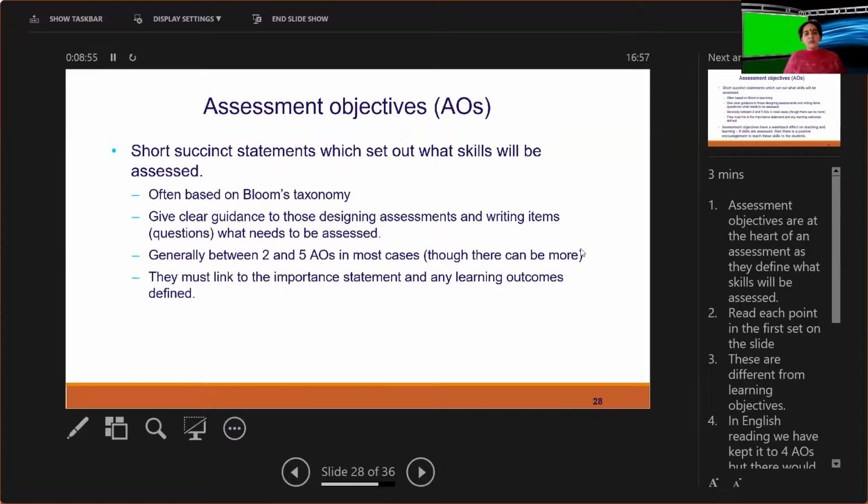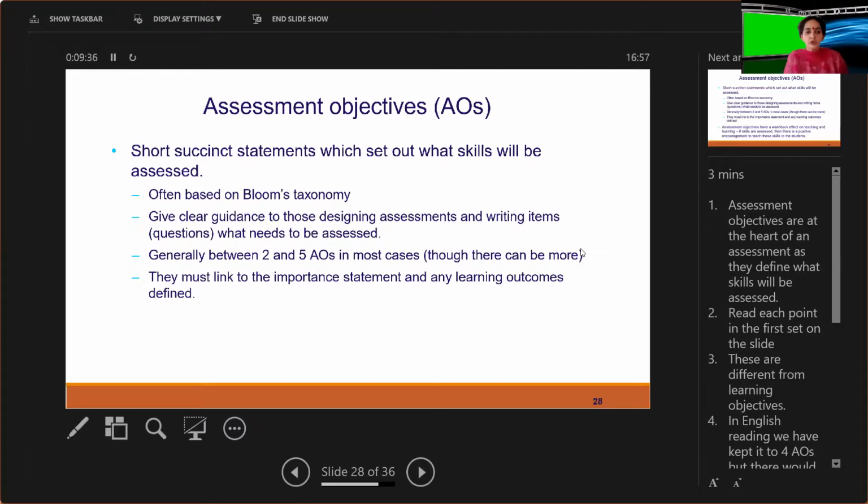Now we come to assessment objectives, or AOs. They are short, succinct statements which set out what skills will be assessed. Often based on Bloom's taxonomy, you give clear guidance in your marking scheme to the evaluators, who should know the kind of questions which have been designed. You actually need to give them very, very clear guidance based on Bloom's taxonomy.